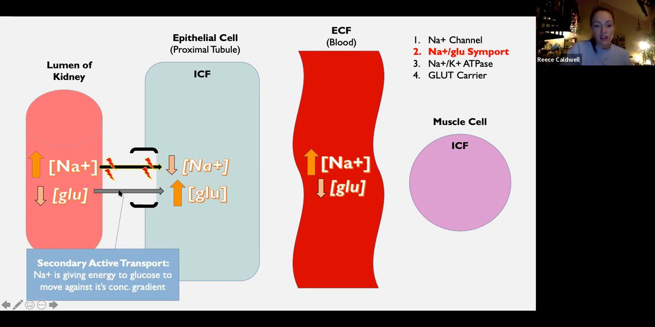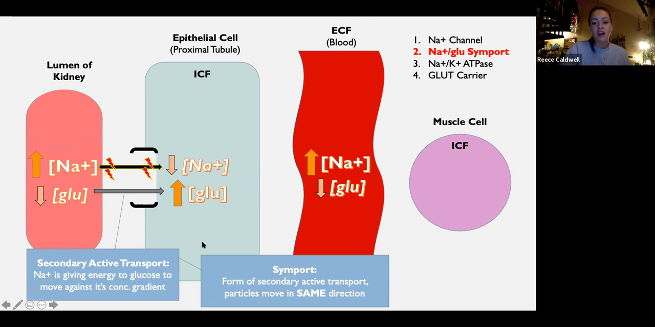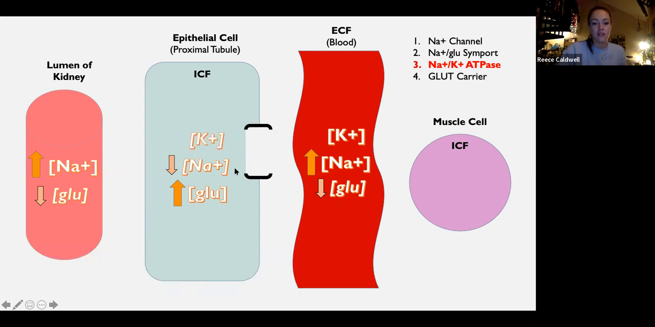So that's why we call it secondary active transport. It is getting energy or ATP from a secondary source. Glucose is getting energy from sodium to move against its concentration gradient. And it's a symport because we see that those particles are moving in the same direction. So when sodium is moving into the cell, so is glucose. There's another type of secondary active transporter called an antiport. And we'll see an example of that coming up in just a little bit. And with antiports, they would be moving in opposite directions. And again, we'll see an example of that coming soon. So this is our sodium glucose symport. So we now have glucose inside of the epithelial cell.